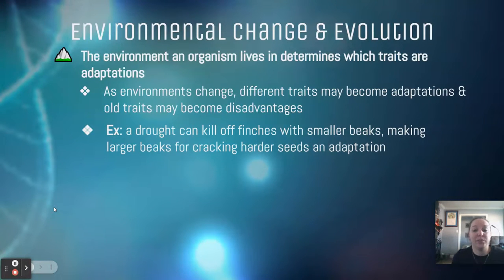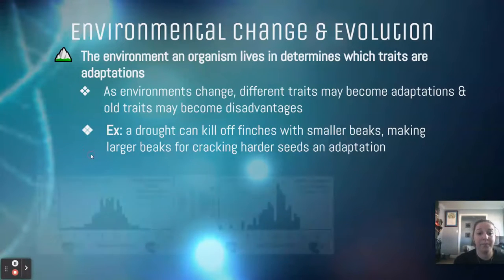So, for example, if we have a drought, what we're going to start to see is that seeds are going to become kind of tougher on the outside. And so, if you're a bird that has a smaller beak that used to be able to crack open those seeds, now that's not that great because the seeds are tough and your beak is too small to crack them open. So having a larger beak would then become an adaptation. Whereas before it may have been a disadvantage because it took more energy to create that biomass of the larger beak, but now they're able to crack the seeds, so they're able to get that energy.